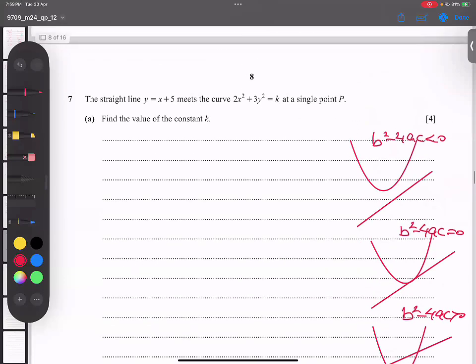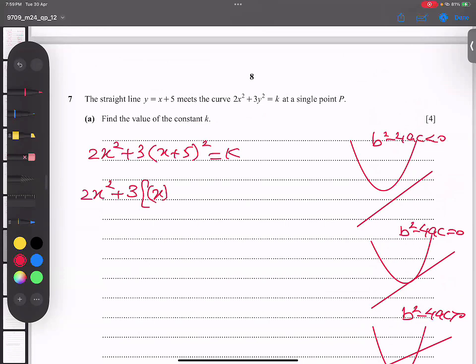So students, what I will do, I will plug in first. There are a few steps. First of all, this y value will plug in inside. So 2x squared as it is, 3 times 2 squared equal to k. And this y value will go up there.